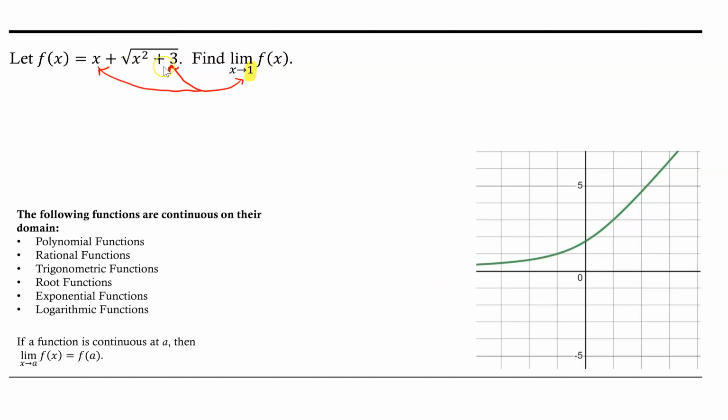There are no issues with substituting 1 here. And then we need to check if 1 is in the domain of this radical function. And it is. If I square 1 and then add 3, I get a positive number, which I can take the square root of.